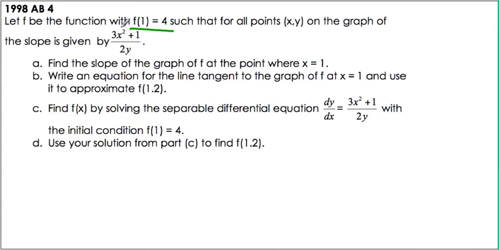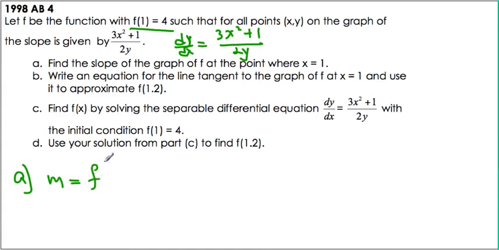Now the slope is given in this way, so we can rewrite it as dy over dx equals 3x squared plus 1 over 2y. Now, find the slope of the graph of f at the point where x equals 1. In order for us to do part A, slope simply means we are looking at f prime when x equals 1.